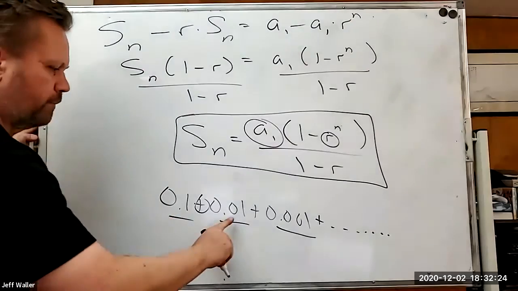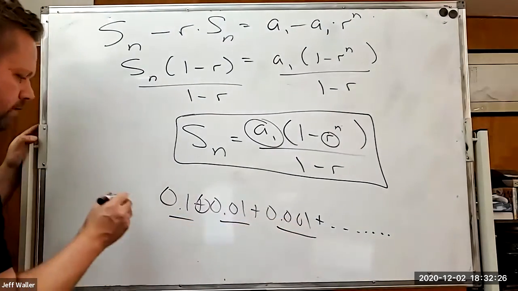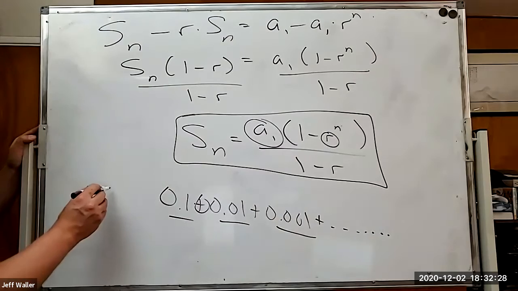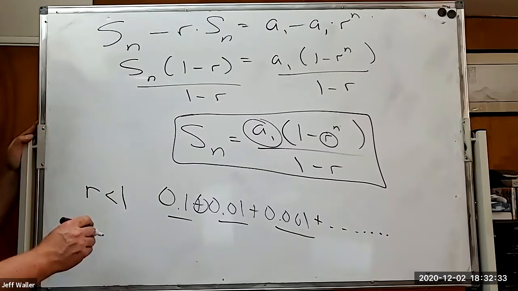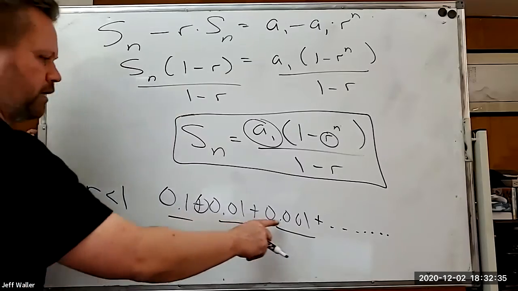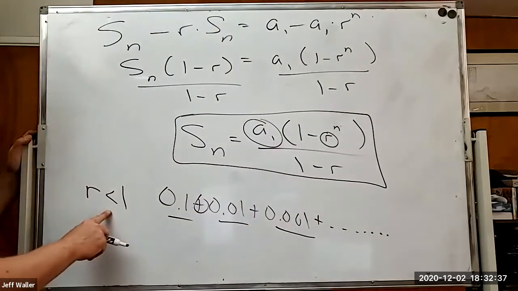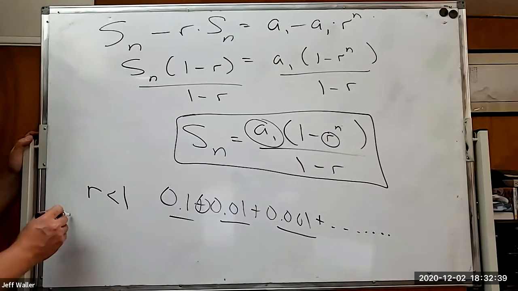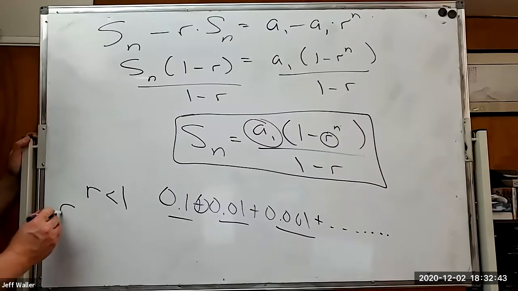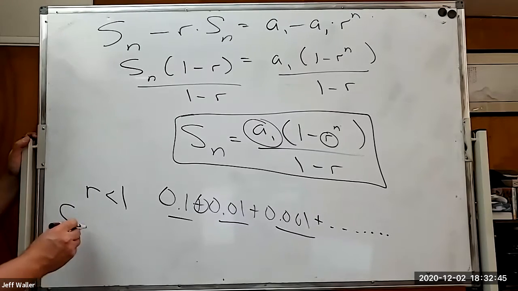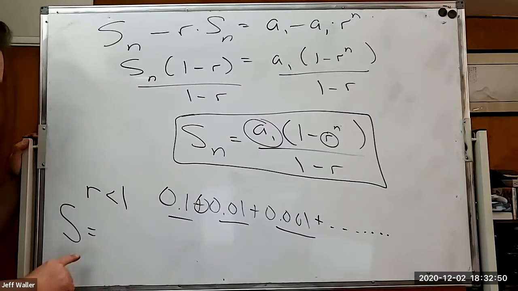So what's special about this sequence is that r is less than 1. If the number I'm multiplying by is less than 1, I can figure out the infinite sum. So S with no subscript is just the complete total sum. It doesn't stop anywhere.